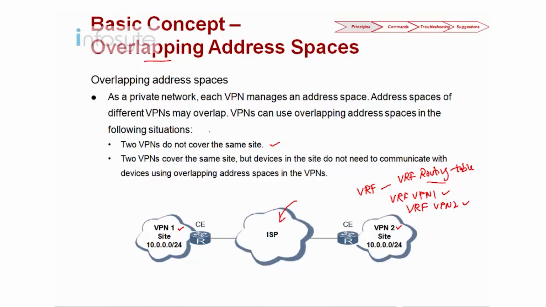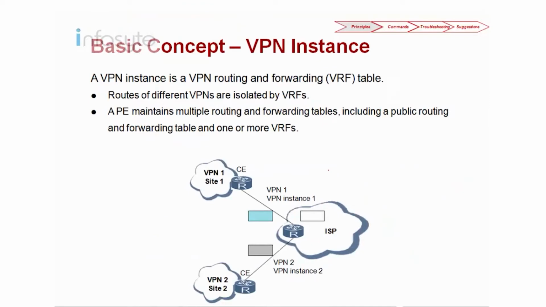So in this situation, VPN can use overlapping space. As mentioned before, when you have different sites, you can have the same address space. And if two VPNs cover the same site but the devices in the site do not need to communicate with each other, using overlapping address space in the VPN is also possible. This is what I mentioned just now for the VRF, but in Huawei we call it a VPN Instance. VRF stands for VPN routing and forwarding table. This is how they distinguish.